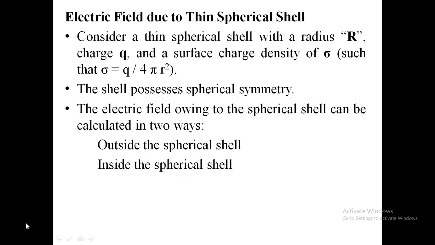Electric field due to thin spherical shell. Consider a thin spherical shell with a radius r, charge q, and a surface charge density of sigma, such that sigma is equal to q by 4 pi r square. The shell possesses spherical symmetry. The electric field owing to the spherical shell can be calculated in two ways: outside the spherical shell as well as inside the spherical shell.